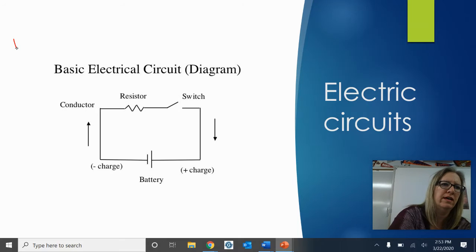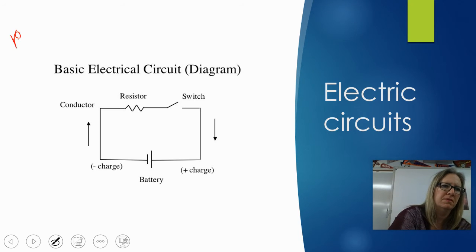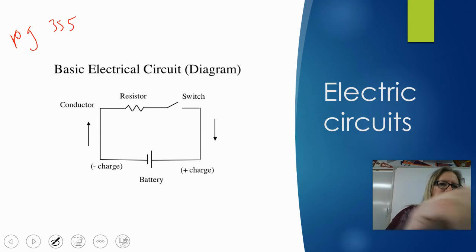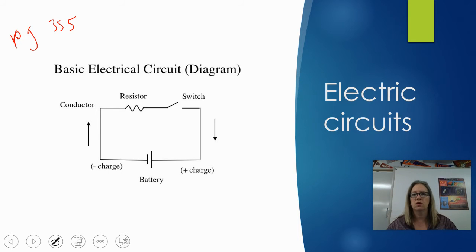If you actually look at page, come on, there we go, page 355, you could see these diagrams for electric circuits. I actually have a little circuit built up right here, and it's only going to light up the light bulb if it's a complete circuit. So watch the little light bulb. There it goes. Can you see it lighting up?